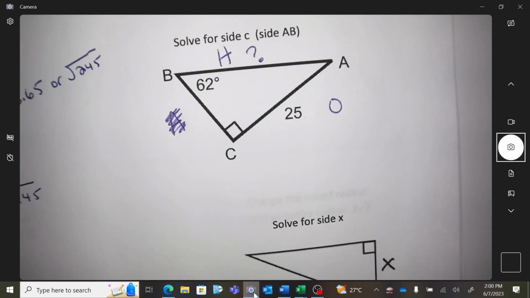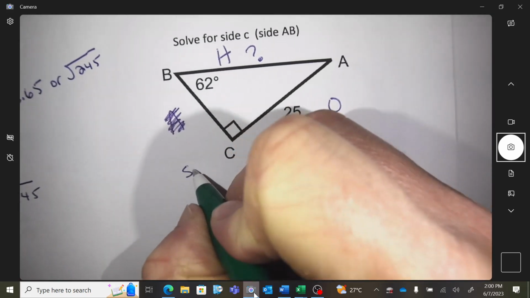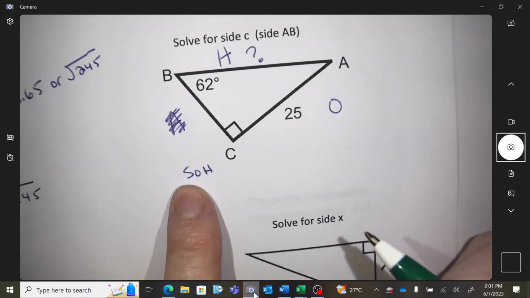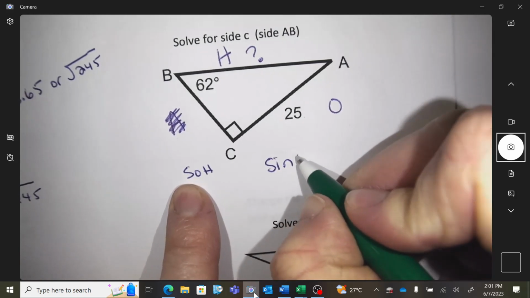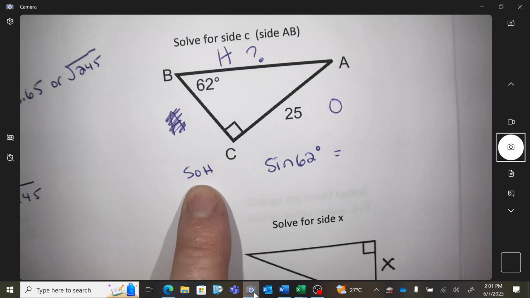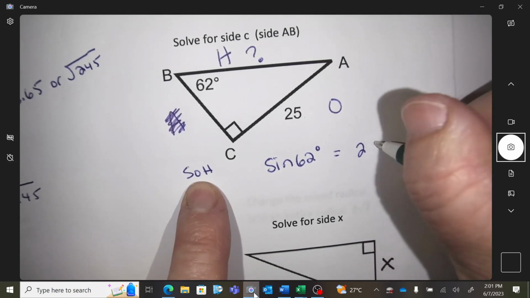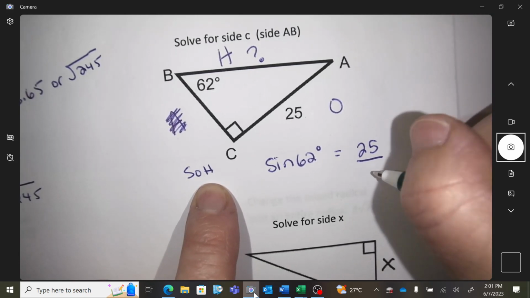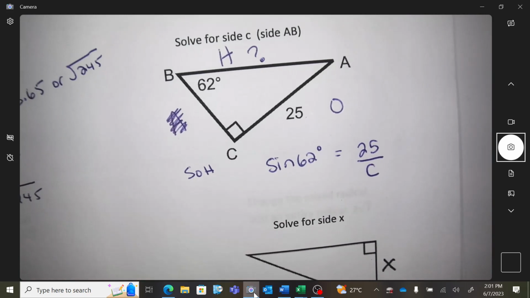SOHCAHTOA. We're going to pick the SO method. So it goes like this. SO means sine of 62 degrees equals the opposite side, 25, over the hypotenuse. I'm going to use the letter C because that's, I guess, what it's called.